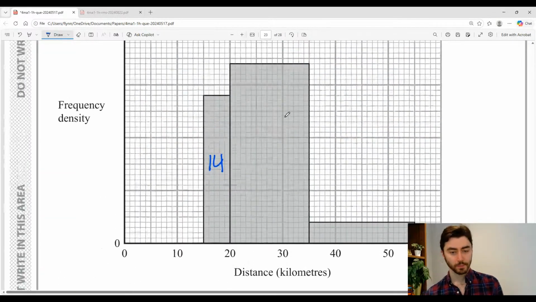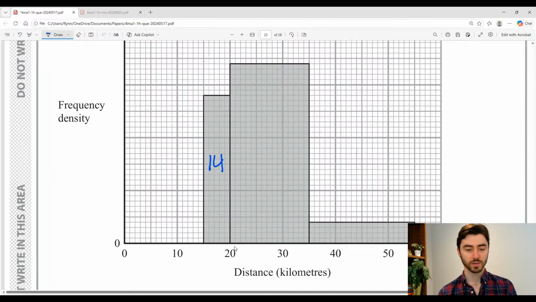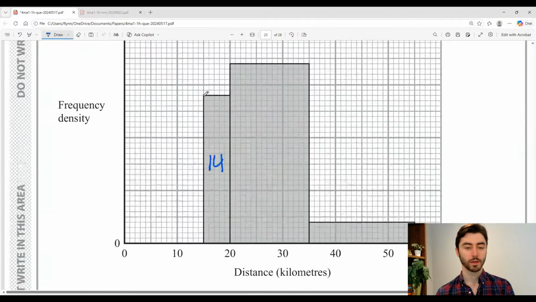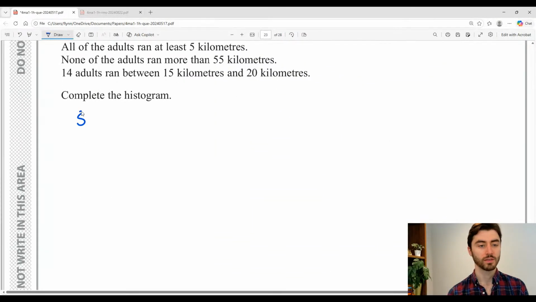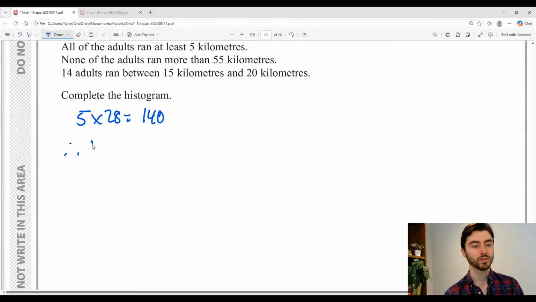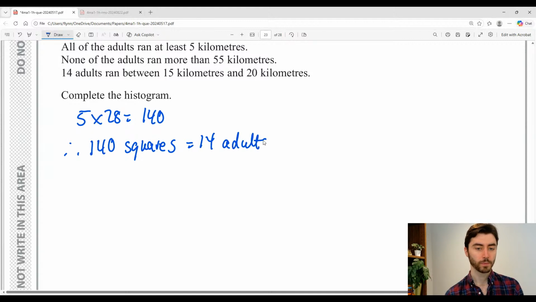So this column is 5 squares across and 10, 20, 25, 28 squares high. So the total number of little squares in this column is going to be 5 times 28, which is 140. So 140 squares equals 14 adults. So it means that 10 squares must represent 1 adult.